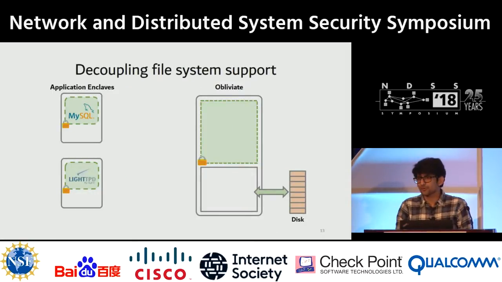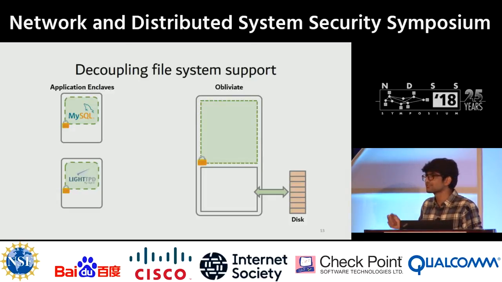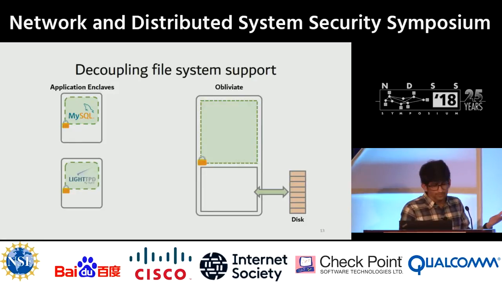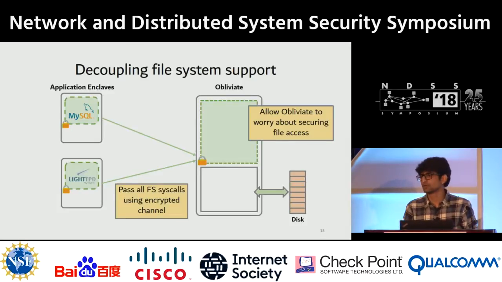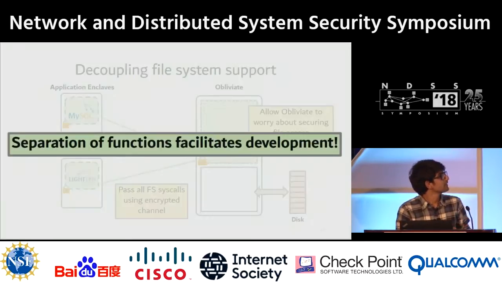The first design decision is that we want to decouple the file system support from the application. We cannot expect the enclave developer to perform secure file system operations for each individual enclave that he or she creates. What we want is for multiple application enclaves to simply contact a central point, very similar to how the Linux operating system and other operating systems provide file system support. So we will pass all file system system calls using an encrypted channel to the OBLIVIATE enclave, and we will allow OBLIVIATE to worry about securing the access within files. Separation of function will obviously facilitate application development.